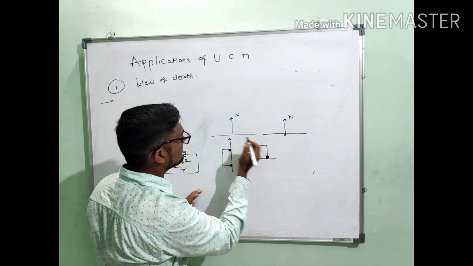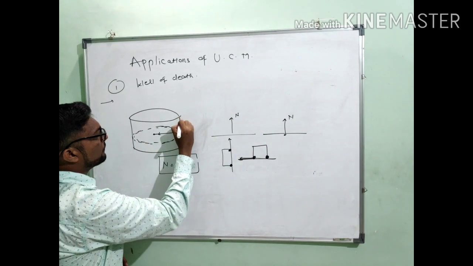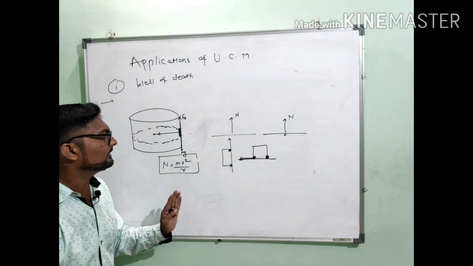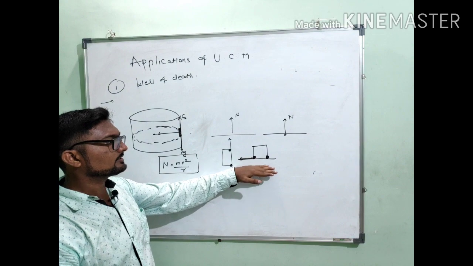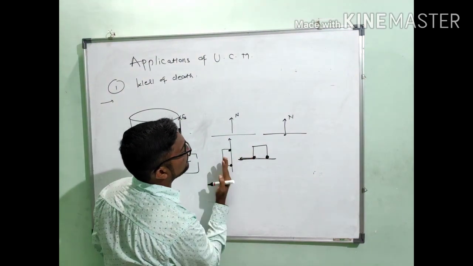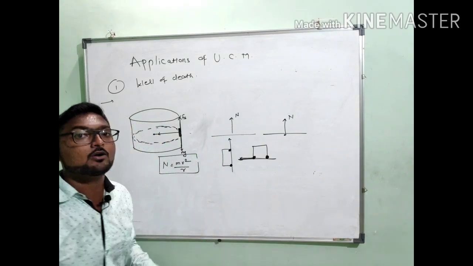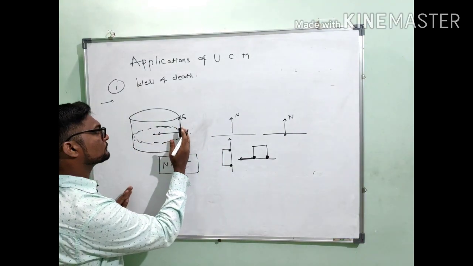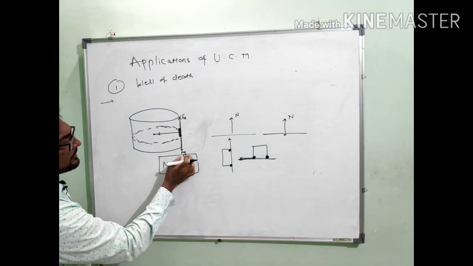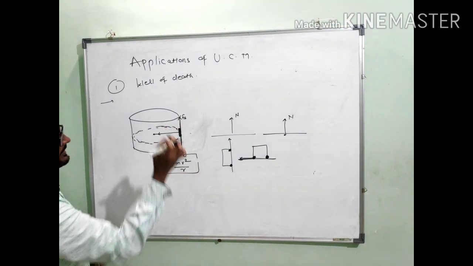Now this frictional force will be upward. In the horizontal surface the frictional force was towards the center. Now we have flipped this, that is it is vertical, so the frictional force will be upward. So three forces are there: frictional force, weight of the car, and normal reactive force.